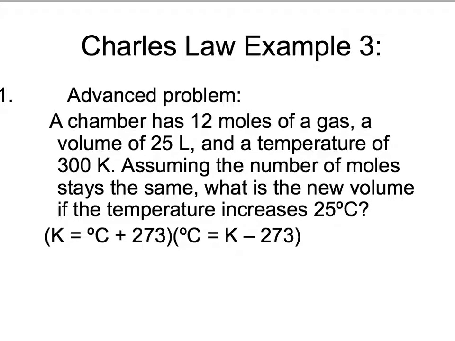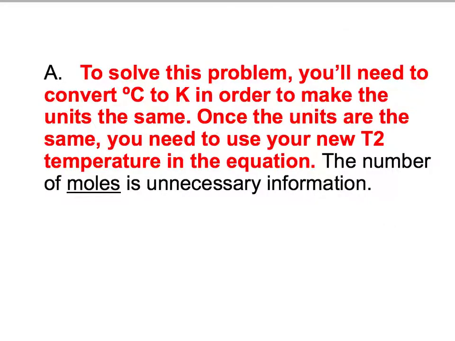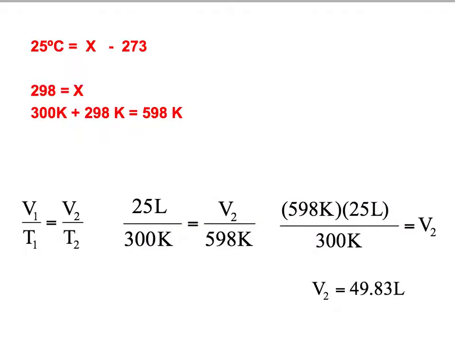All right, finally, we have 12 moles of a gas, a volume of 25 liters, and a temperature of 300 Kelvin. The number of moles stays the same. What's the new volume if we increase the temperature 25 degrees? So we're starting at 300 and we're going up to 325. Okay, so you have to convert the degrees Celsius into Kelvin. The answer for this is 49.83 liters. So go ahead and check your work and see if you did this correctly.